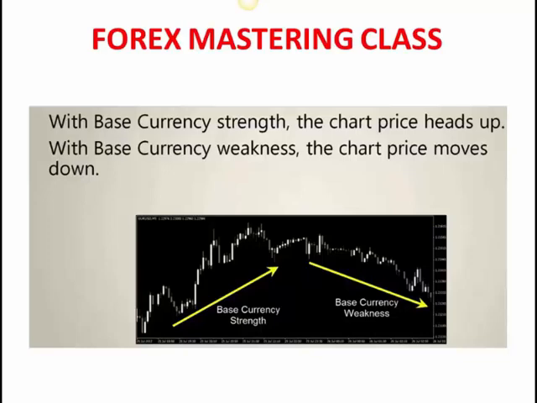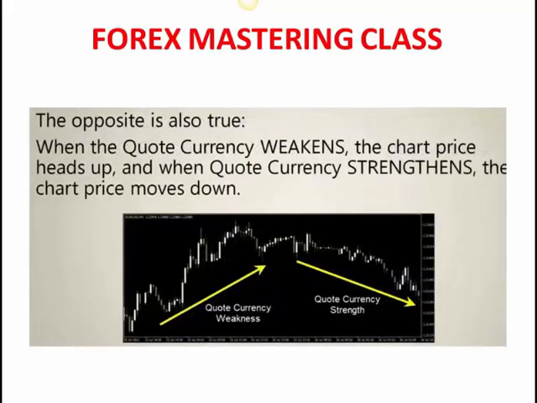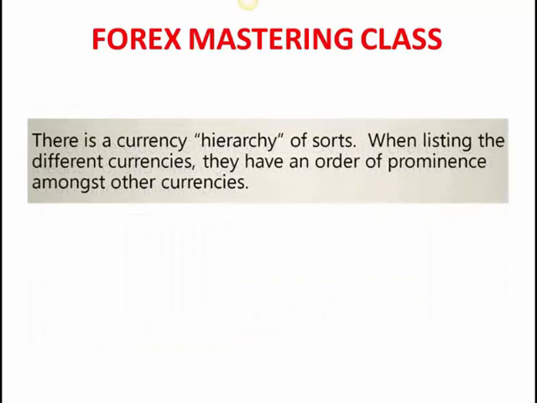Let me just explain this. As we can see in the figure below, whenever the Euro in our example is strengthening, the market goes up. Immediately that same Euro is weakening, you see the market coming down. So that is how it is. The opposite is also true. When the quote currency weakens, the chart price heads up, and when the quote currency strengthens, the chart price moves down. All of this you'll get to know more as you familiarize yourself with forex. These are just the basics.